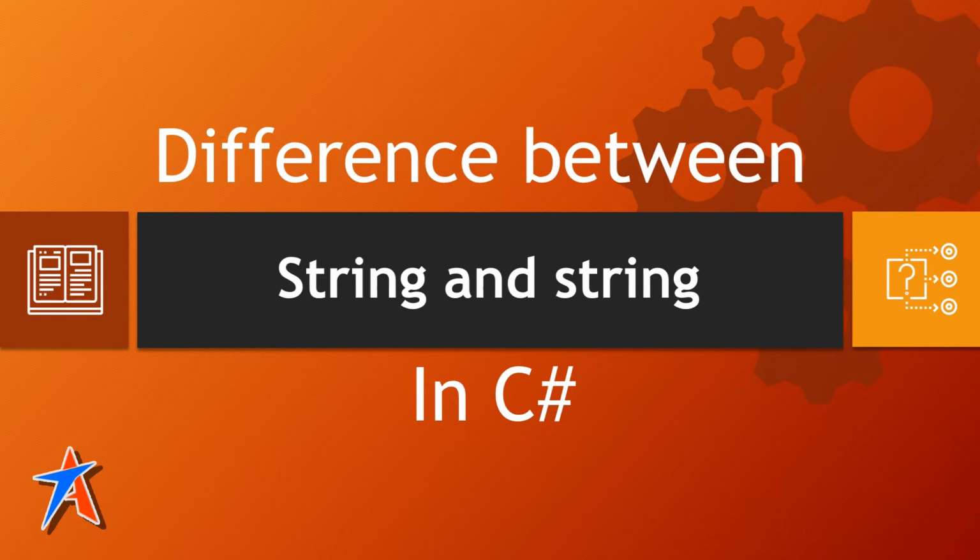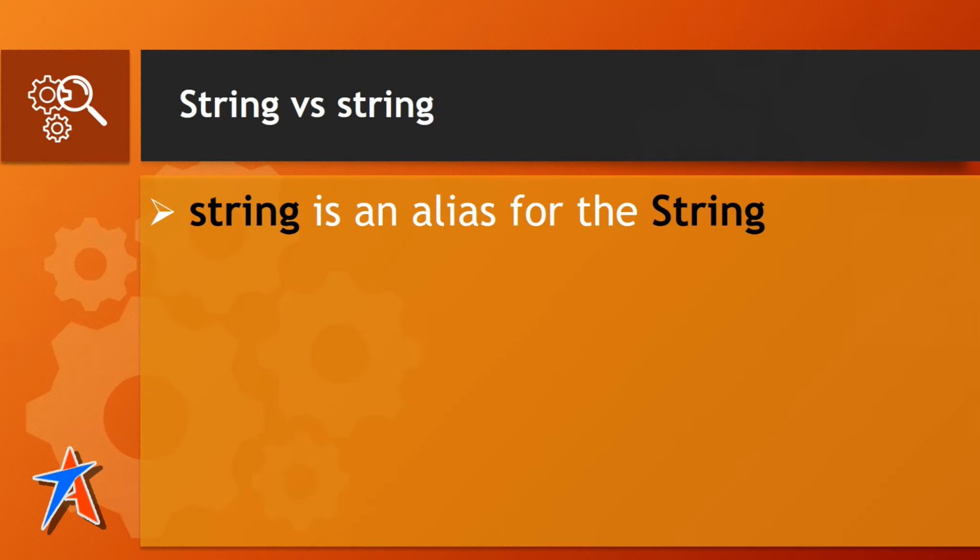One of the questions that many C Sharp beginners ask when they start learning C Sharp is what is the difference between string with small s and string with capital S? Today we are going to find out the same. So let's start. In C Sharp, string keyword is an alias for the string class in .NET Framework.